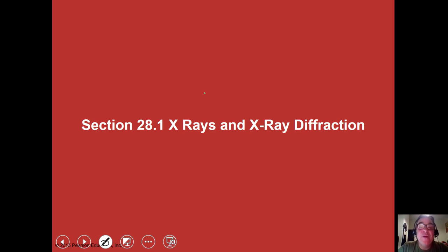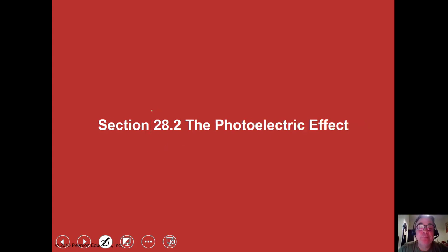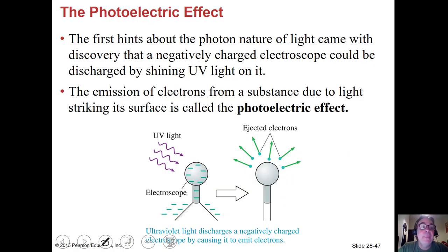Okay, so X-ray and X-ray diffraction, just to save time, we're going to skip section 1 of this chapter and go right into the photoelectric effect. Okay, so this is what Einstein actually won the Nobel Prize for, the photoelectric effect. So the first hints about the photon nature of light, looking at light as a particle, came with the discovery that negatively charged electroscopes could be discharged by shining UV light on it.